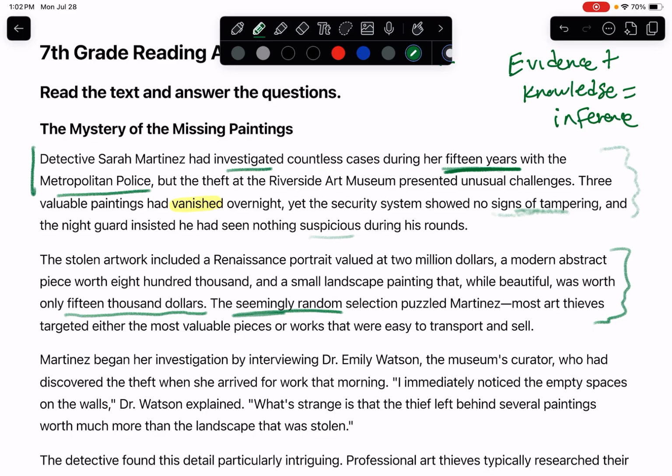not all random. So random in this case means it's like there's no order to it. It sounds like they just went in and took whatever.